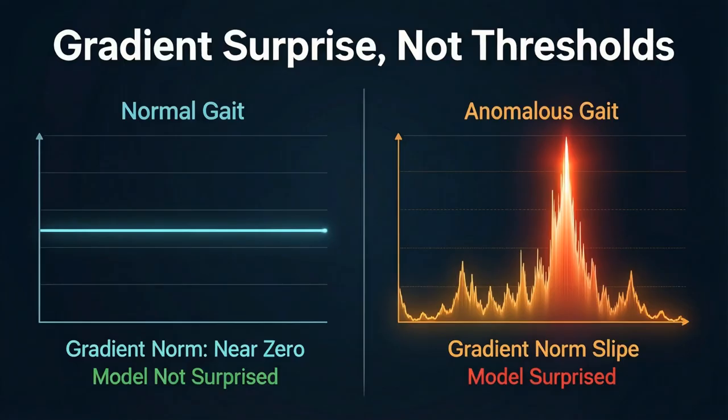The signal is not a threshold, it's gradient surprise. Each model predicts the next frame of gait. On normal movement, gradients are near zero. When the player's gait shifts from their learned baseline, the model's gradients spike. How hard the input pulls on the model's gradient normalization, that is the signal. Not a number crossing a line, the model being surprised.